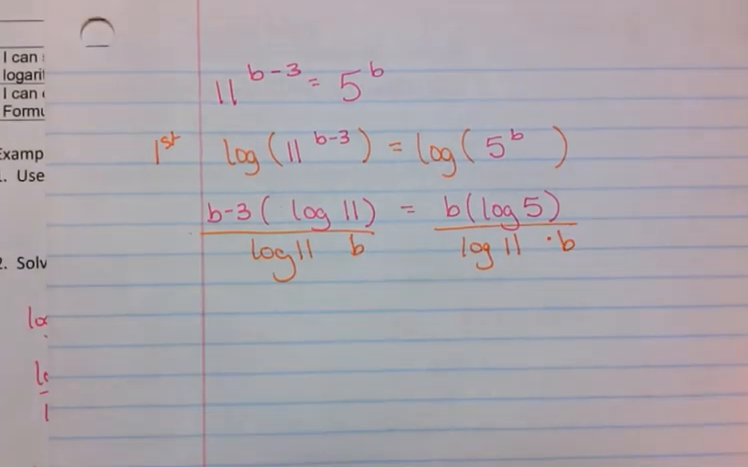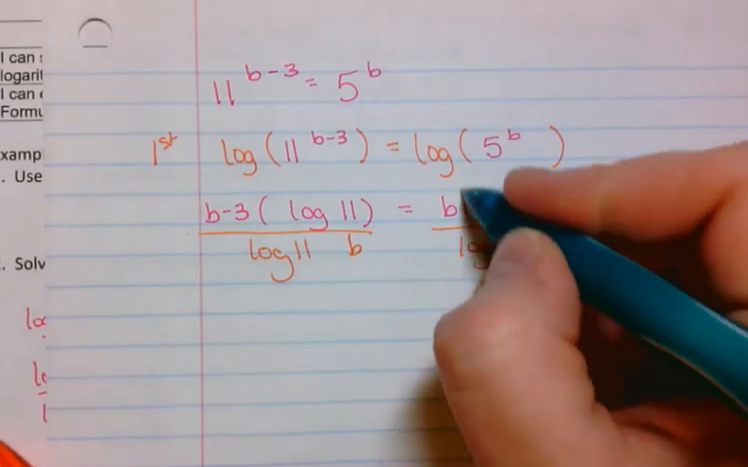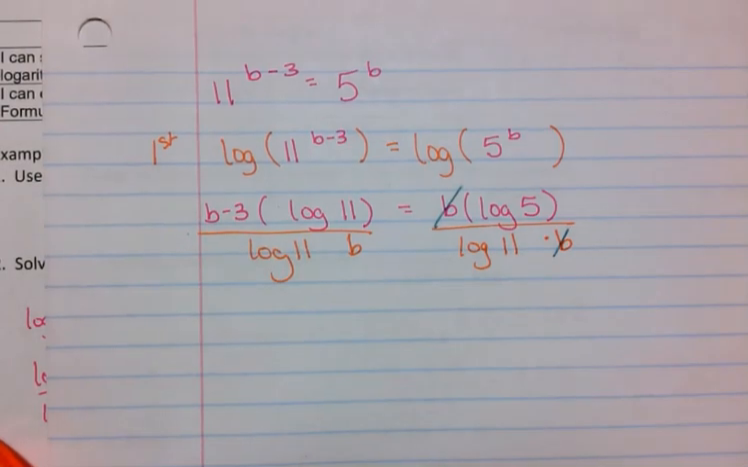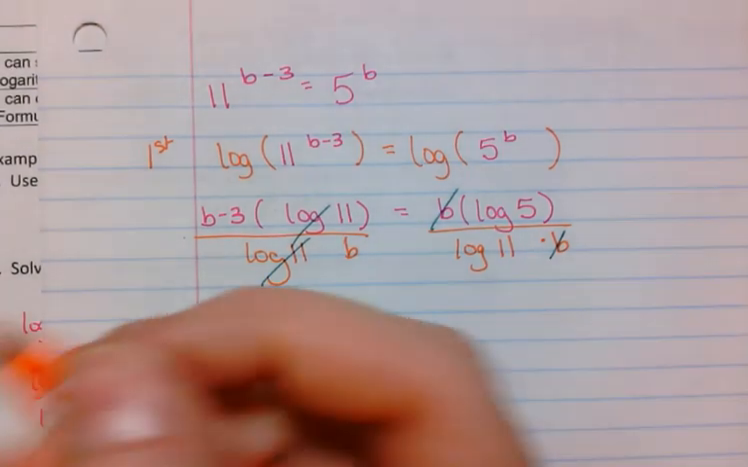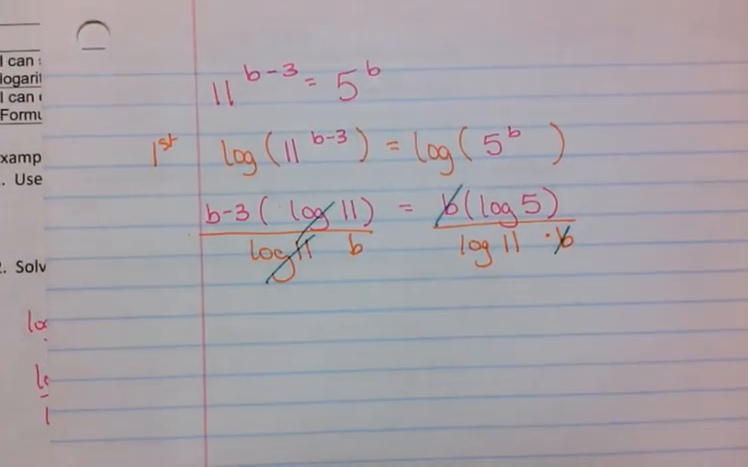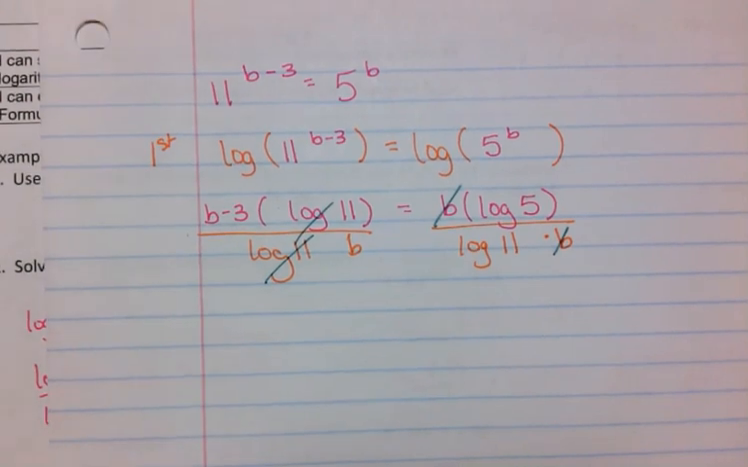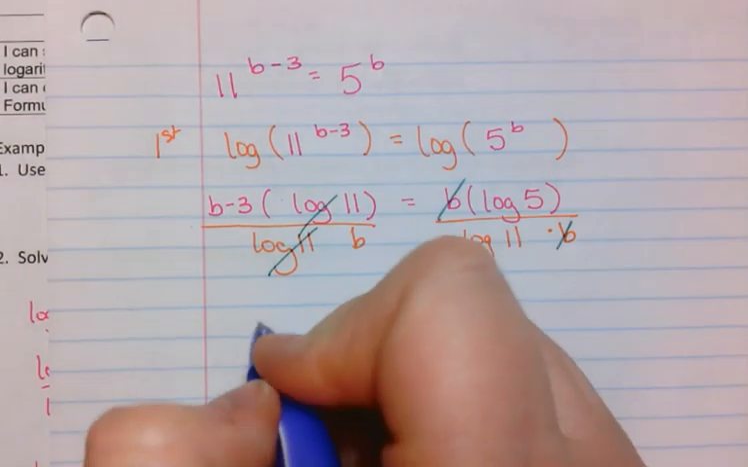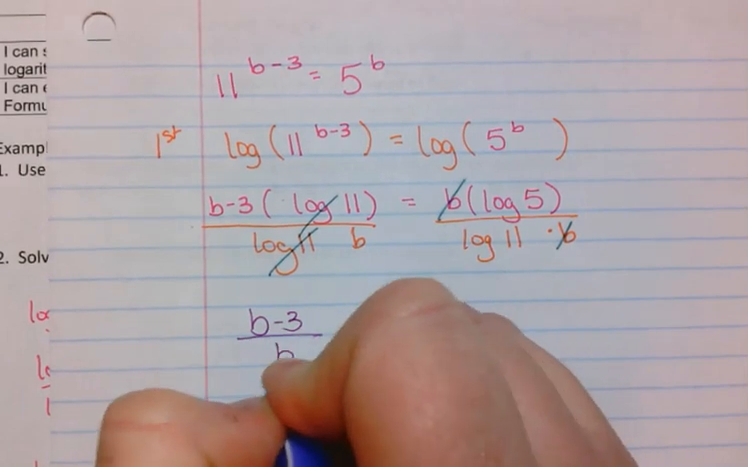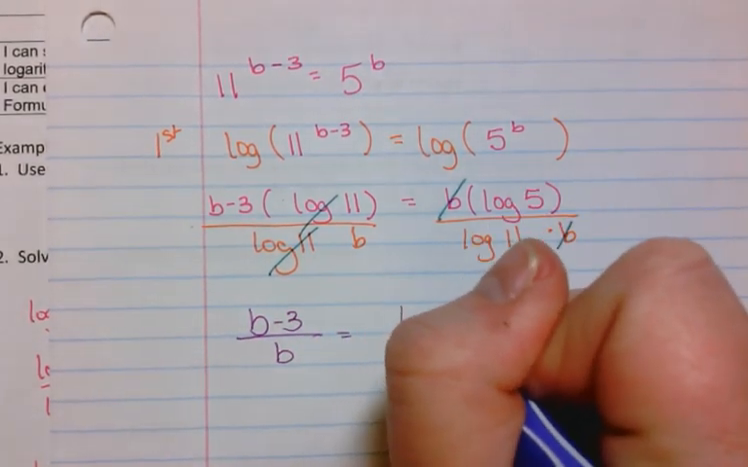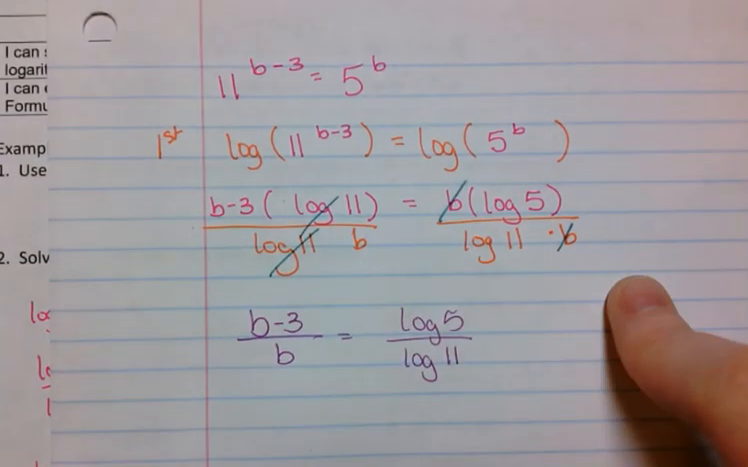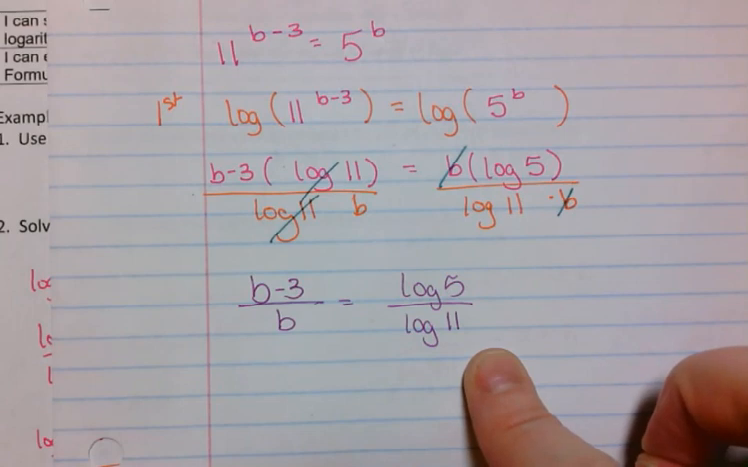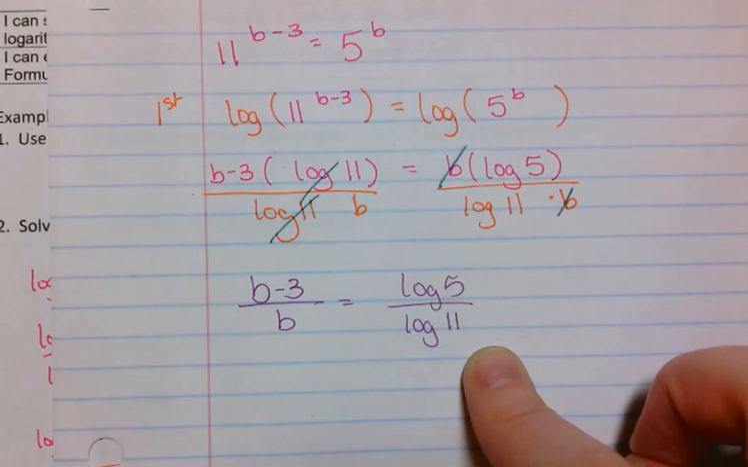So what happens is I cancel out this b over here because if I can, I'm going to do a ratio. I'm going to show you that here in a second. And I'm going to cancel out this logarithm. So I'm going to have, let me get a new color here. That's open. There we go. This would be b minus 3 over b equals log 5 over log 11. Now, I don't have to move this b, but I like to see the cross product. But it really doesn't matter.